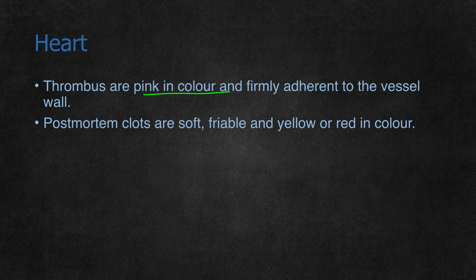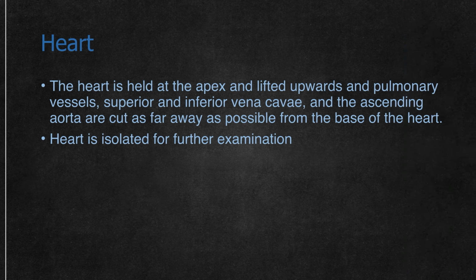Antemortem thrombi are usually pink in color and firmly adherent to the vessels. Postmortem clots are soft, fibrous, yellow or red in color. So antemortem thrombi are pink in color. Postmortem thrombi are usually friable, easily lost in consistency, and yellow and red in color.